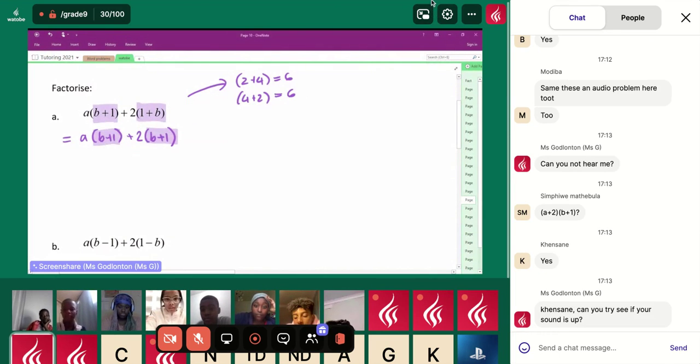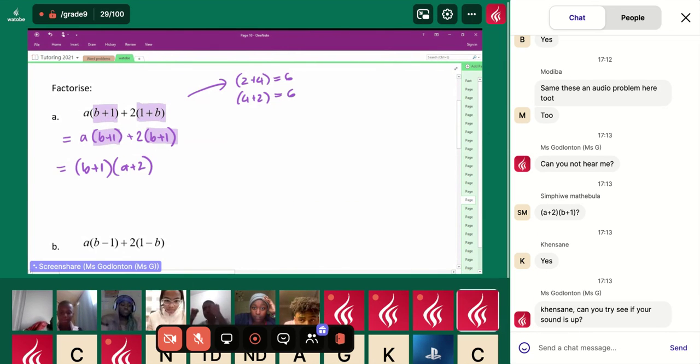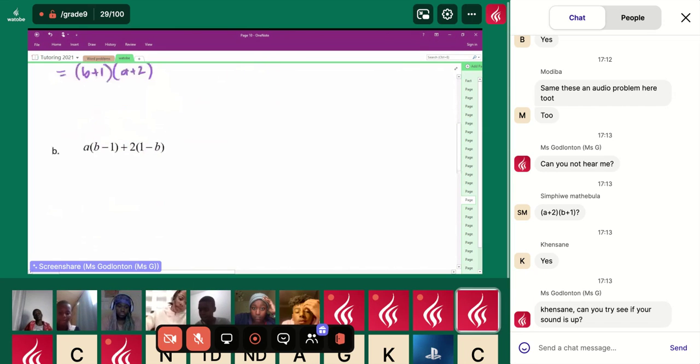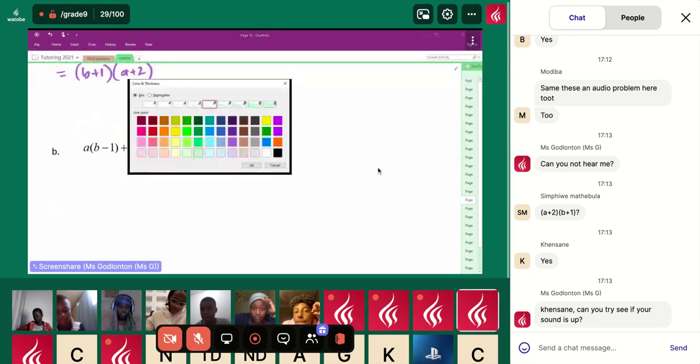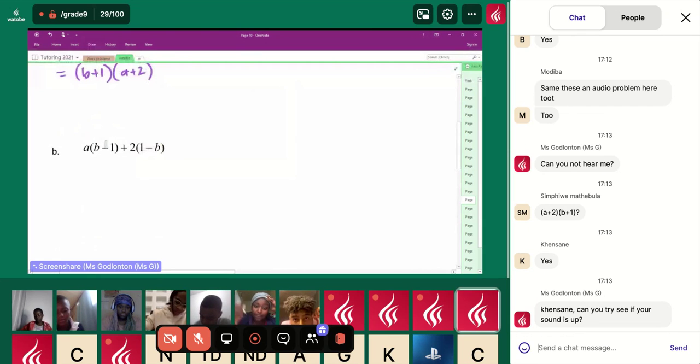Okay, let's try go through this. So that's absolutely right. We're going to have B plus 1 and A plus 2. And if you wrote it as A plus 2, B plus 1, that's beautiful. Okay, so now we're going to have a look at this one over here. This is a little bit different now. Is B minus 1 exactly the same as 1 minus B?